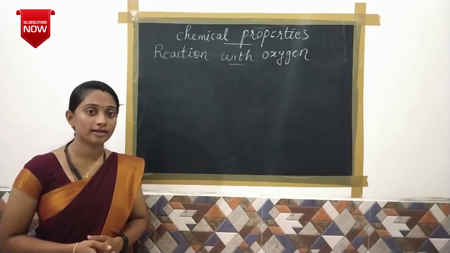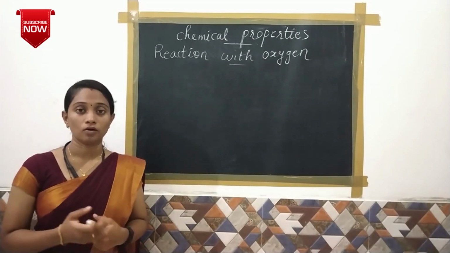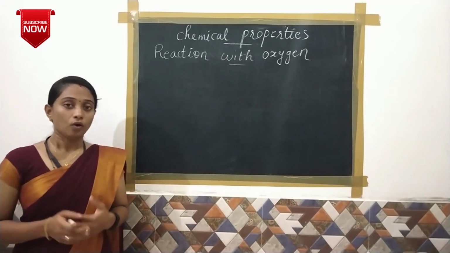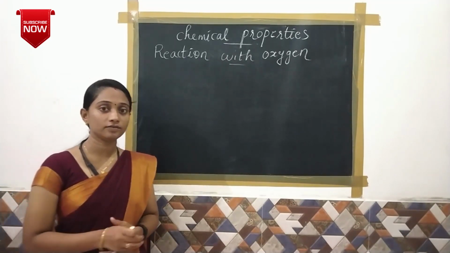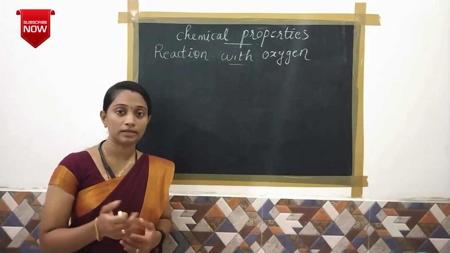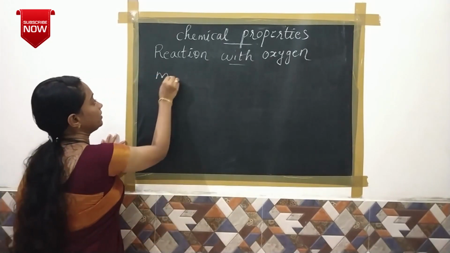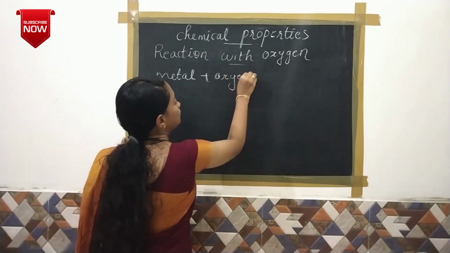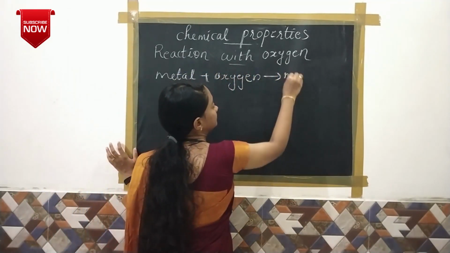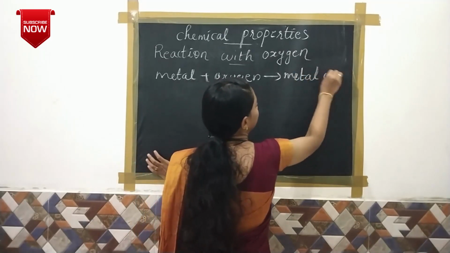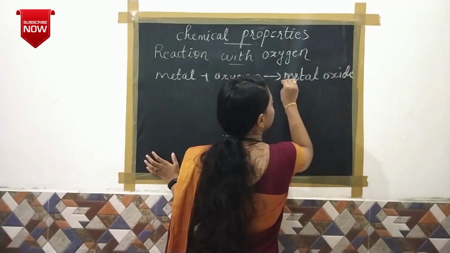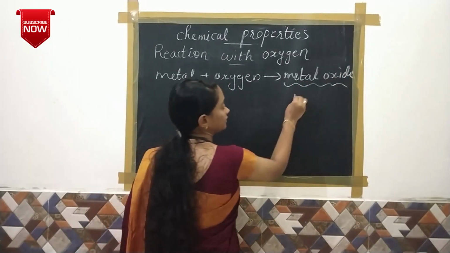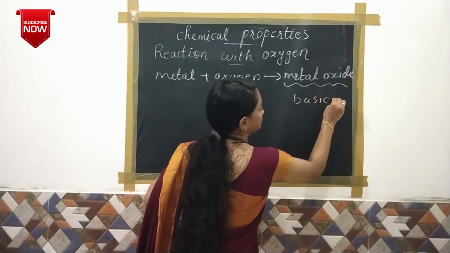The first chemical reaction is reaction with oxygen. Let us see how metal reacts with oxygen. Almost all metals react with oxygen and produce metal oxide. These metal oxides are basic in nature.